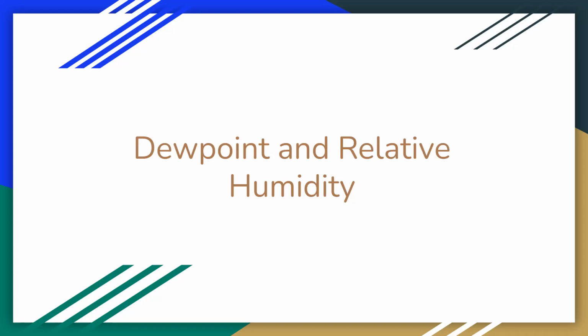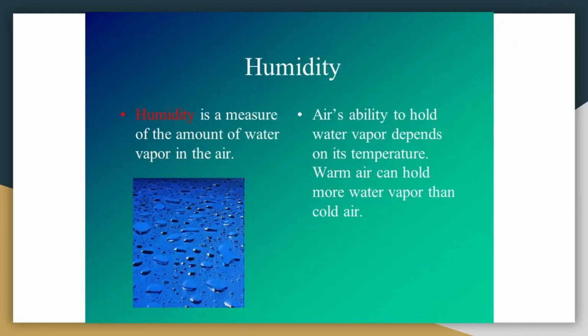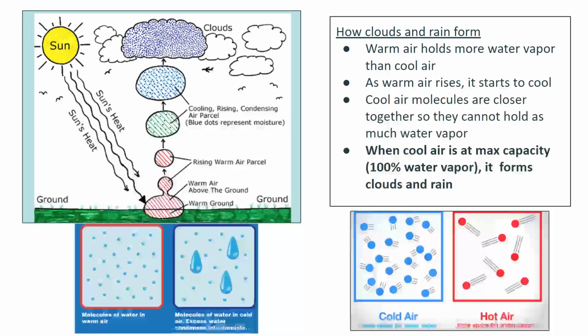Hi everyone. Today we're going to talk about dew point and relative humidity. Let's start with what those things are. So, what is humidity? Humidity is a measure of the amount of water vapor that's in the air. Air's ability to hold water vapor depends on its temperature. For instance, warm air can hold more water vapor than cold air.